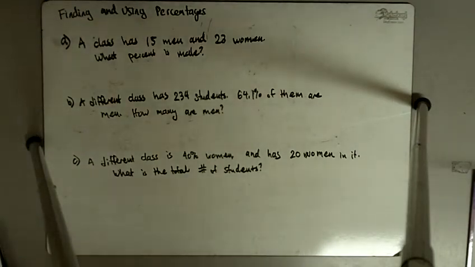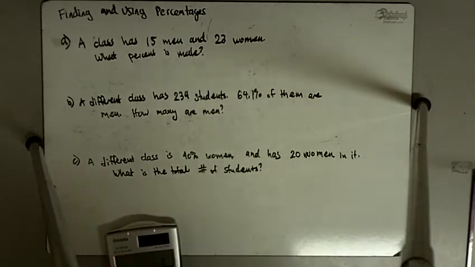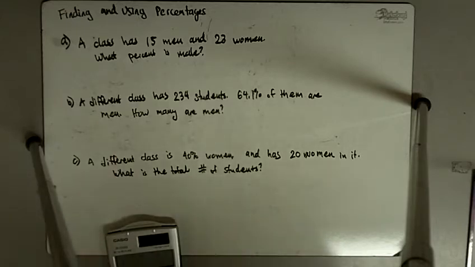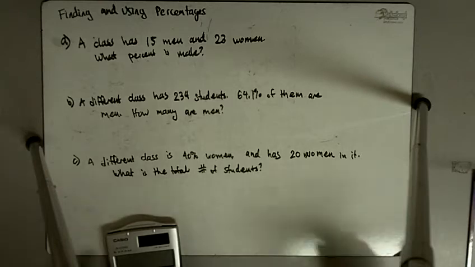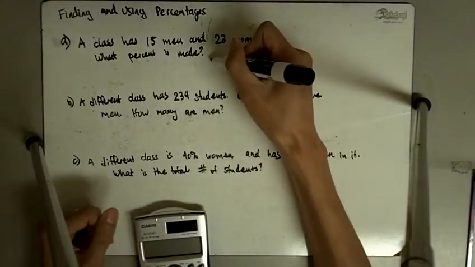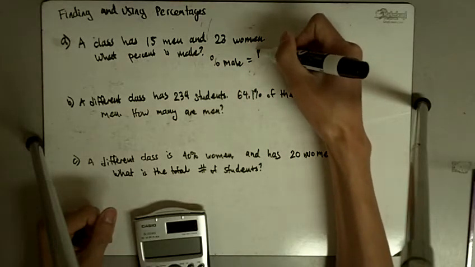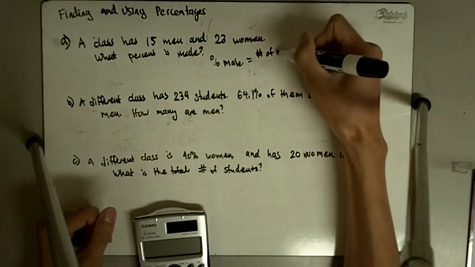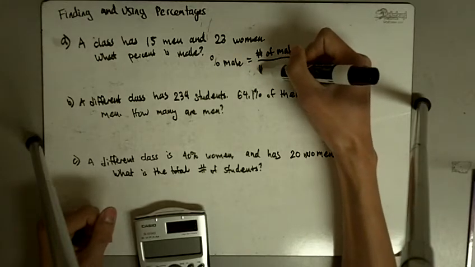Alright, this is called finding and using percentages, and we're given a few problems and we're just asked to find the answers here. It says a class has 15 men and 23 women, and it says what percent of the class is male? Okay, so in this one we just want to know what percent is male. So the percent male, we're going to find this just by doing the number of males divided by total number of students.